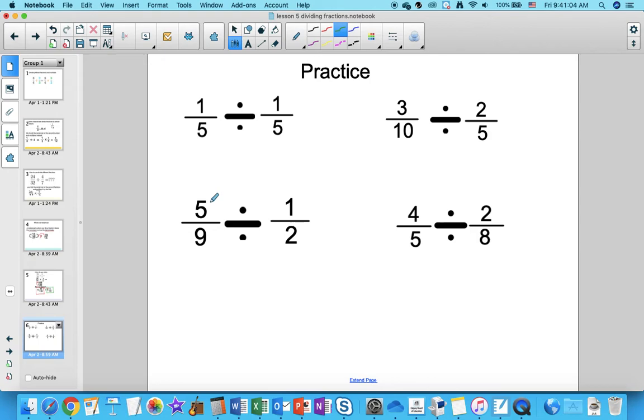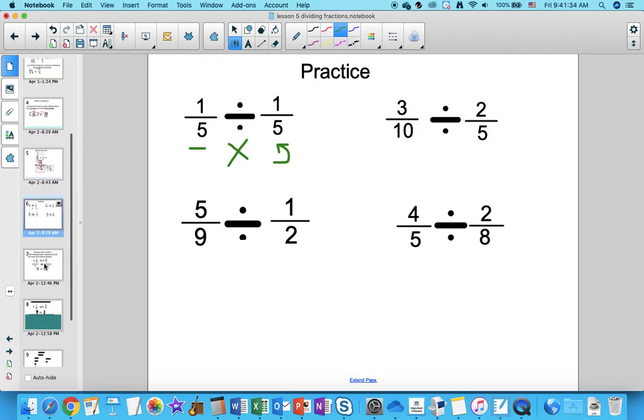The quick shortcut to solve these is: keep the first fraction, don't touch it, leave it alone, change the division into multiplication, and then flip the second number. So we go keep, change, flip. Keep this one, change this to multiply, flip this one. Try these questions on your own and see if you can solve them.